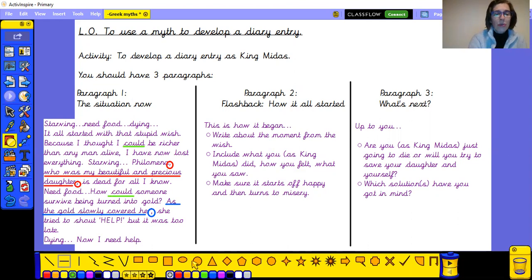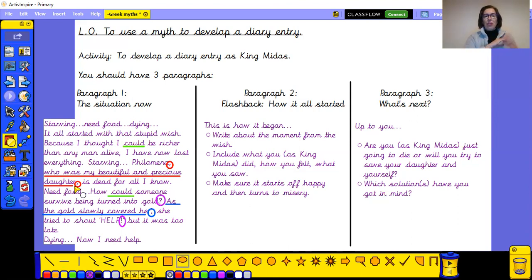I also spot different punctuation. I've got a question mark here, for example. I've got an exclamation mark here. So already in one paragraph I've managed to have some of my Year 5 targets. As I said before, you don't have to, but maybe sometimes it's nice to have a challenge. So that was paragraph 1, the situation now.